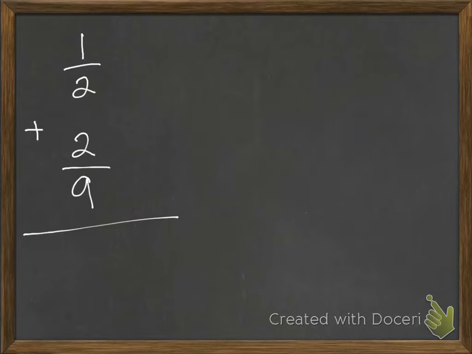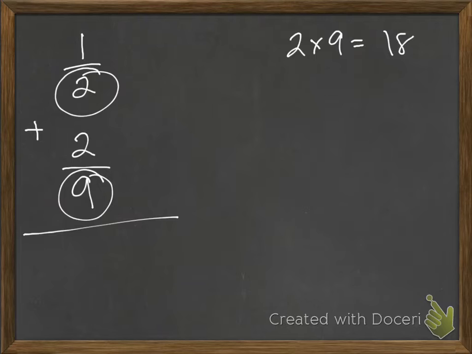So my first step is to find a common denominator with 2 and 9. Those are both of my denominators. I need to find a common one. Well, we have learned that first we ask ourselves, does 2 go into 9 evenly? No, so we can't use 9. So we would do 2 times 9. Well, when we do 2 times 9, we get 18. So 18 will be our common denominator.